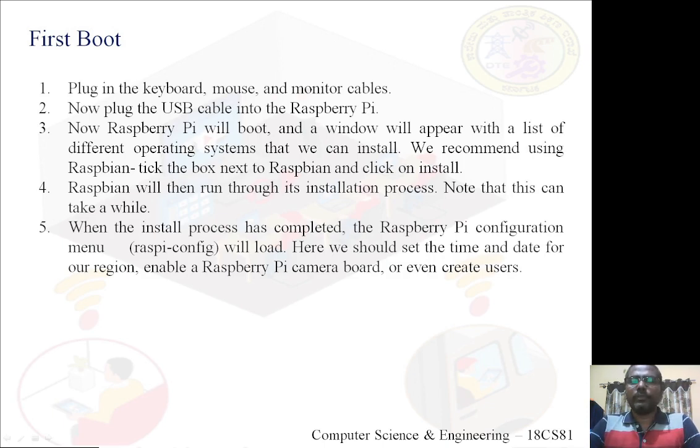Next, so now we have connected the USB keyboard, USB mouse, and monitor, right? So now I need to turn on my Raspberry Pi computer. To turn it on, I need to give it a power source. I need to connect the power source.